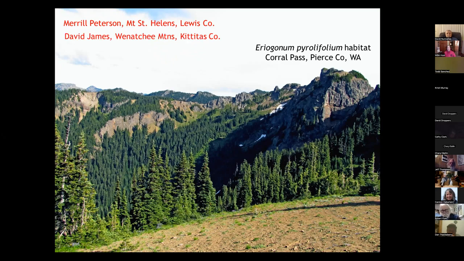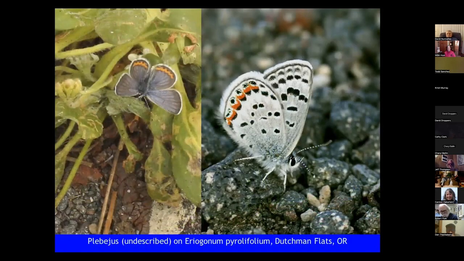David James found them up in the Wenatchee Mountains in northern Kittitas County. This is up over 6,000 feet elevation, way up near the Kittitas-Chelan County line, up on top of the mountains there. And Ben Moose has found them not too far away, a little further west in the Alpine Lakes Wilderness area in Kittitas County. So we have these lupin-type blues that occur on pyrolifolium in Washington, but we don't know for sure what they are, if they're just lupin blues or something else.